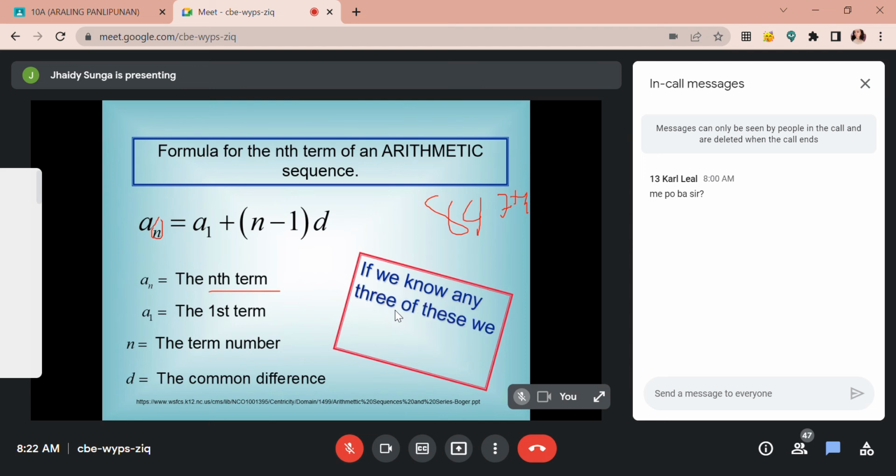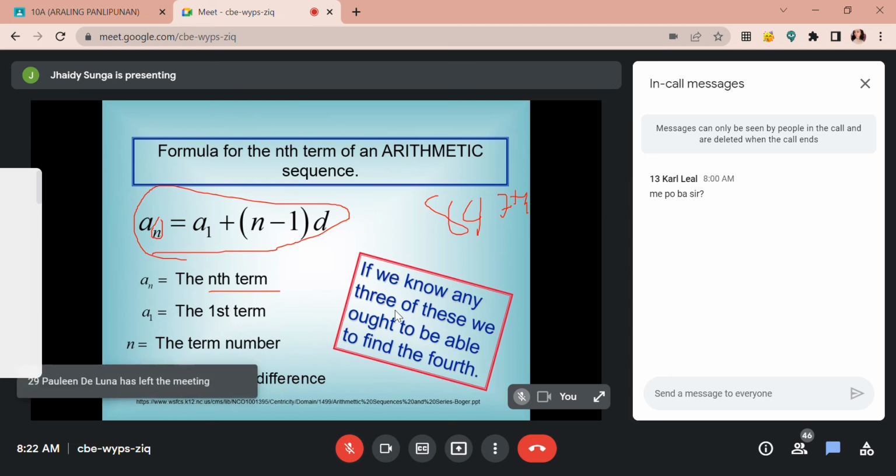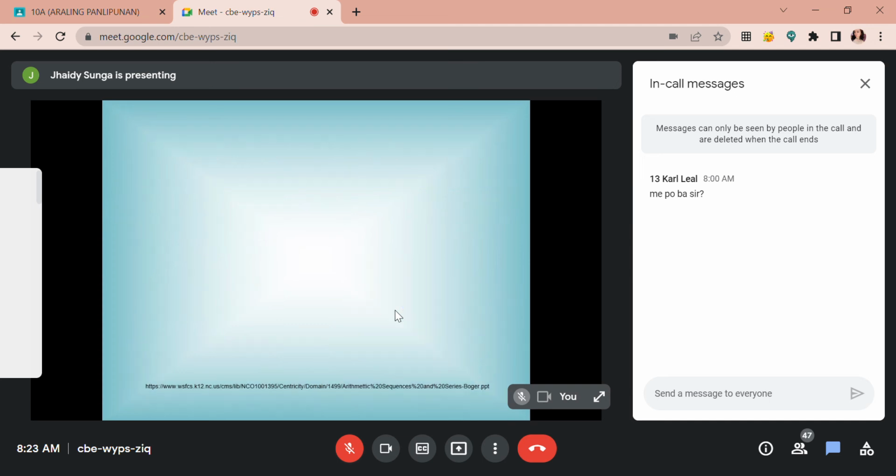If we know any three of these, we ought to be able to find the fourth. Having this formula is a really good way for us to find the next term. There are times that I will be asking you to find the 784th term. You can do it manually, but you should have this formula. Did you take it down now? Did you write it down already? Alright, let's proceed.